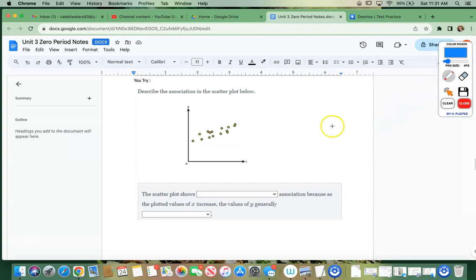All right, let's see how you did. So the scatter plot shows for this one a positive association, right? Clearly going up because as the plotted values of x increase, the values of y generally increase.